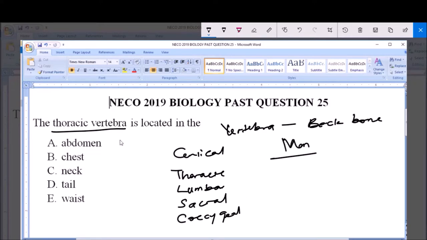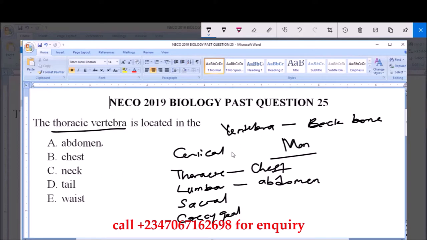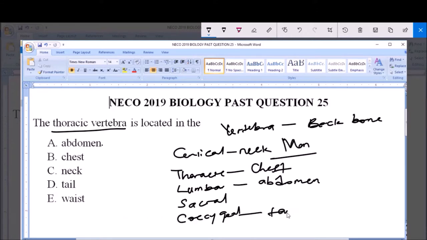Option A here says abdomen. Now, abdomen is actually the location for the lumbar vertebra. So the lumbar vertebra is located in the abdomen. Now, B says chest. Chest is actually the location for the thoracic vertebra. Now, C says neck. Neck is the location for the cervical vertebra. D says tail. Tail is the location for the coccygeal. And then E says waist. Waist is the location for the sacral vertebra.